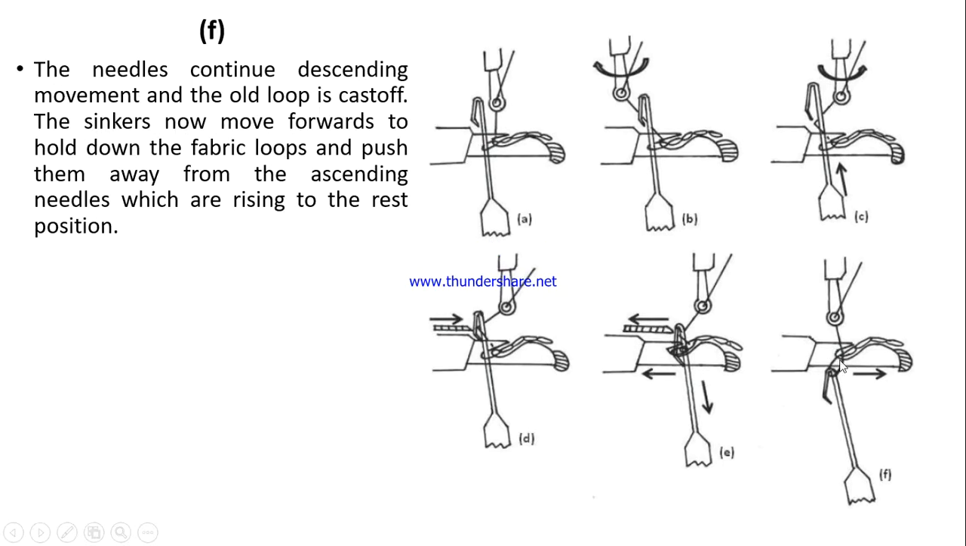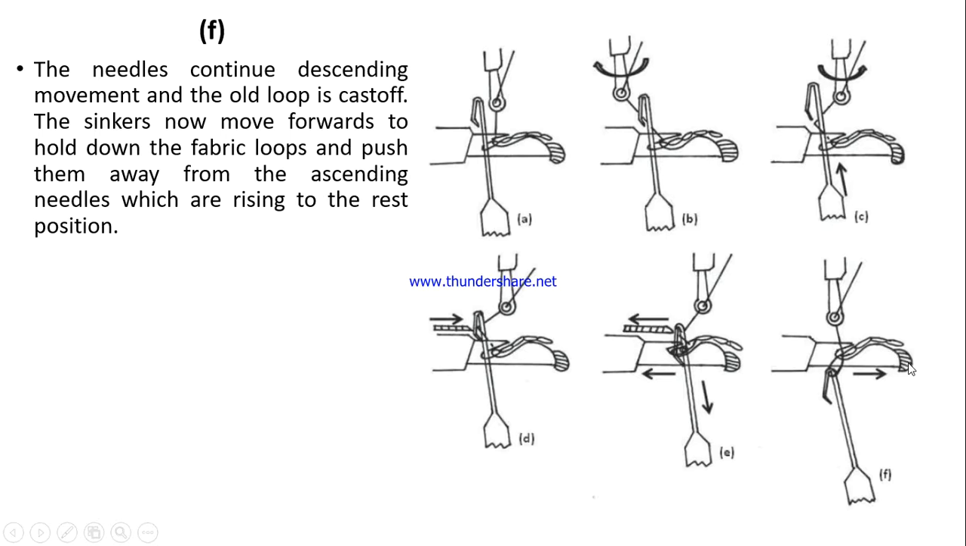Now, in step F, the needle continues its descending movement and the old loop is cast off. You can see here the casting off, or the knocking over, of the loop has been done. The needle is at its downmost position. The sinker now moves forward to hold down the fabric loop and push it away from the ascending needle, which is rising to the rest position. Now the sinker again moves in the forward direction, which will catch the newly formed loop on its throat, and also the sinker will push the fabric in the takedown direction.